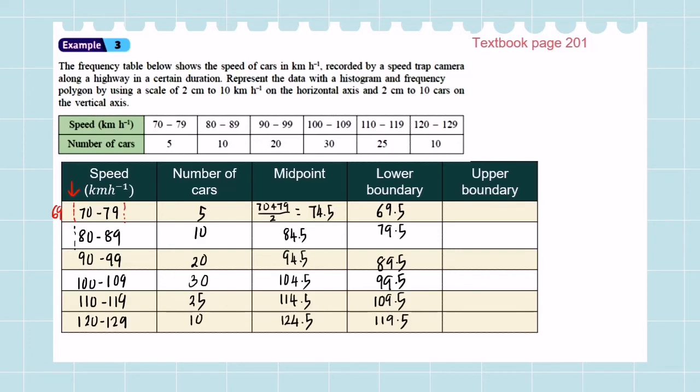So it is the same for the upper boundary. After the upper limit, 79.5, 89.5, 99.5, 109.5, 119.5, and the last one, 129.5. Quite simple, right?